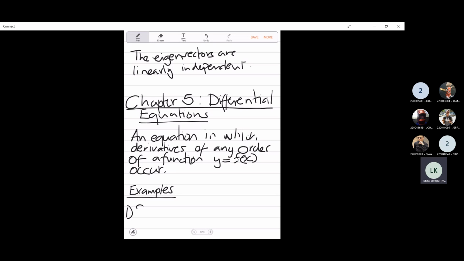The first one, we have d2y dx2 plus 2y is equal to 0. So this is a differential equation because you can see this is the second derivative of y, and it appears in this equation. So what we want to do here is find an equation that when you differentiate it twice and then add 2y to it, the answer is going to be equal to 0.